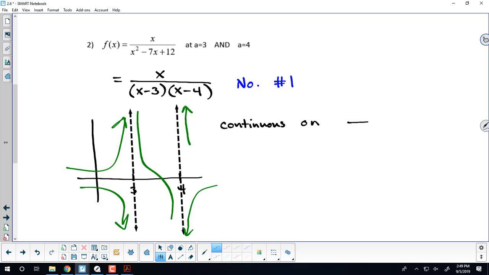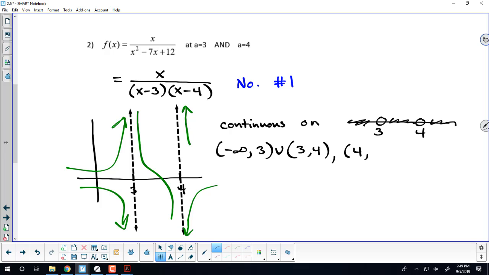So look at it visually: not at 3, not at 4, but everything else. So it's continuous from negative infinity to 3, 3 to 4, and 4 to infinity. We have to talk a little bit more about this because it's not quite complete.